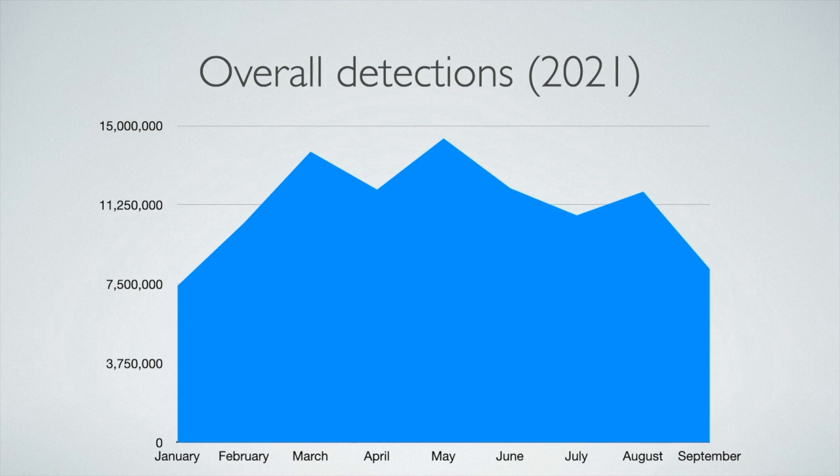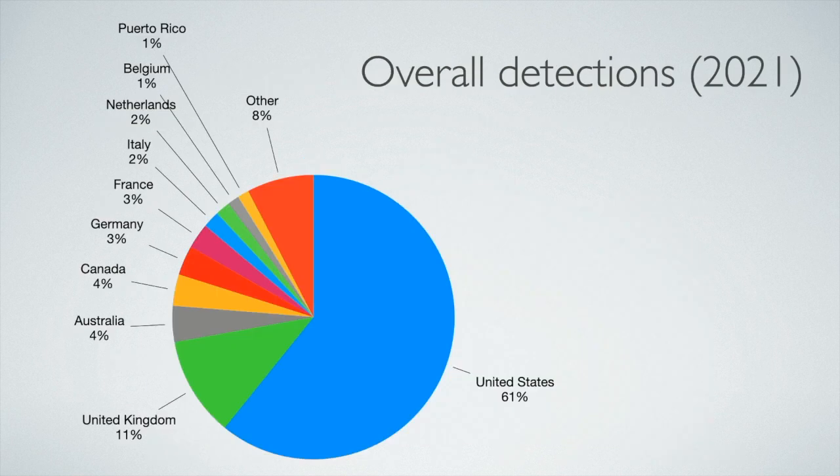So let's just start off with a little bit of info about our overall detection so far this year. And you can see it's been more or less steady, sort of between 7.5 and almost 15 million. There are some dips and rises in there, but nothing really huge.